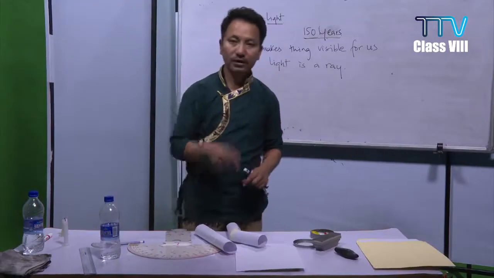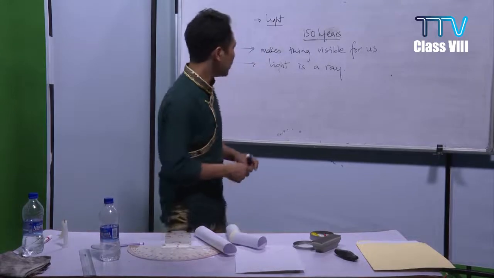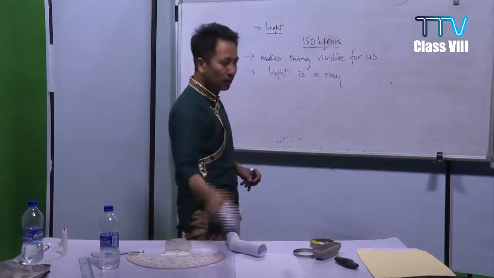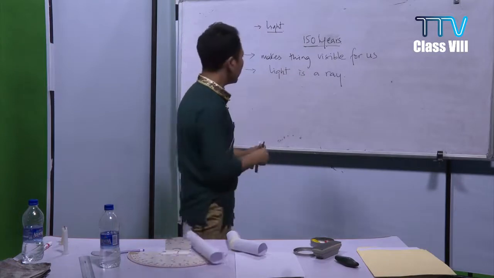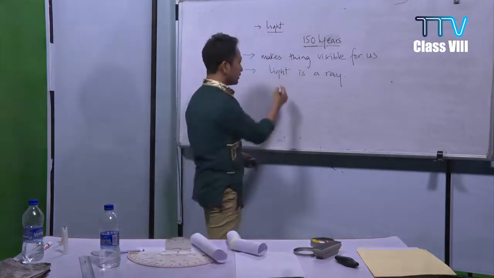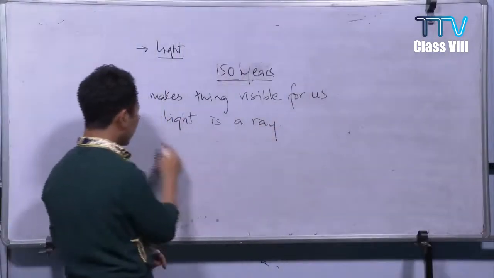Light does not travel in a straight line. So therefore we can say light is a ray. Light is a ray because it travels in a straight line.